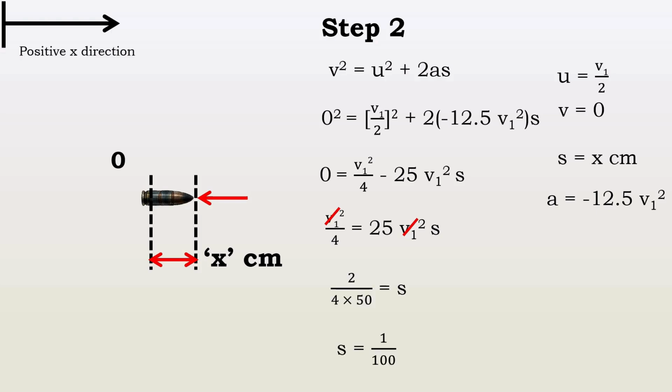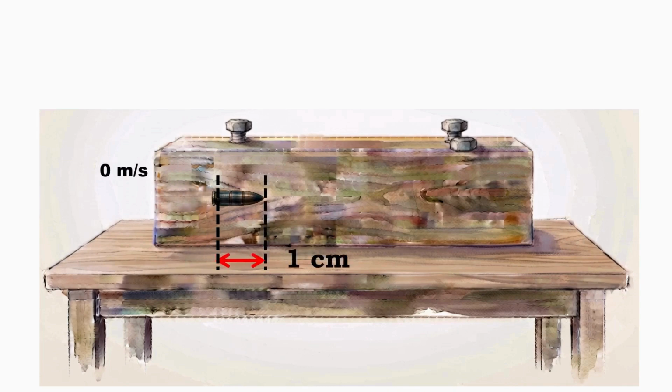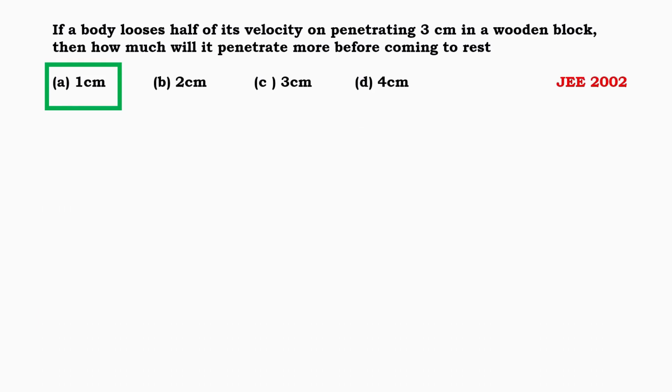We finally get s equal to 0.01 meters, or 1 centimeter. This means that after losing half of its velocity in the first 3 centimeters, the bullet travels only 1 more centimeter before coming to a complete halt. Therefore, the correct answer is option A, 1 centimeter.